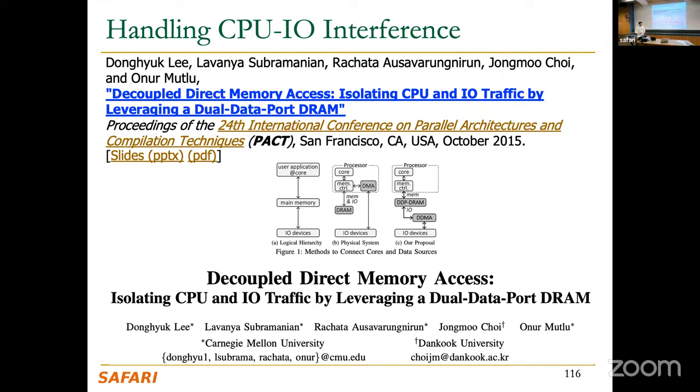And this paper develops a new DRAM chip, essentially, that allows those I/O agents and the CPU to not interfere with each other when they access main memory. It's a nice read. It's an interesting problem. And if you're interested also in this, you can take a look at it.